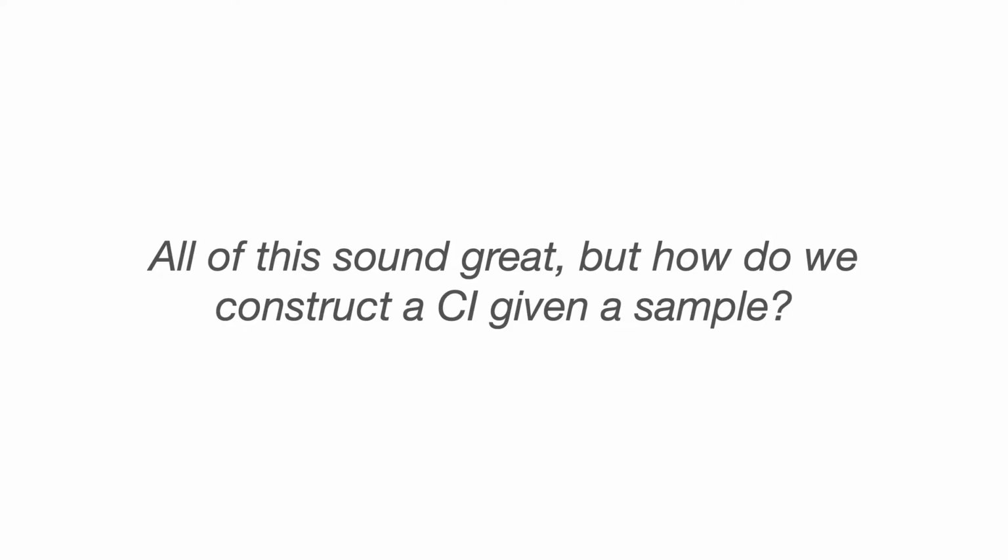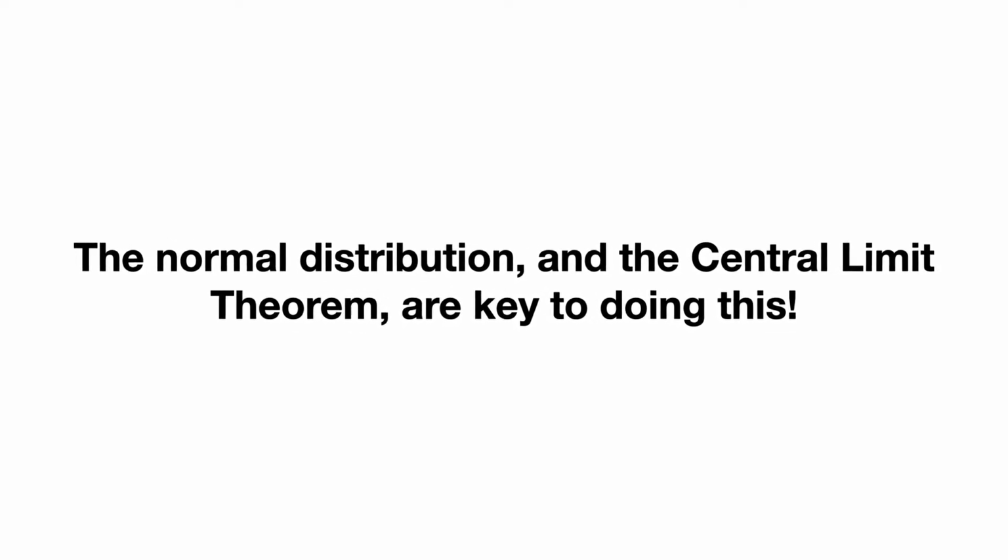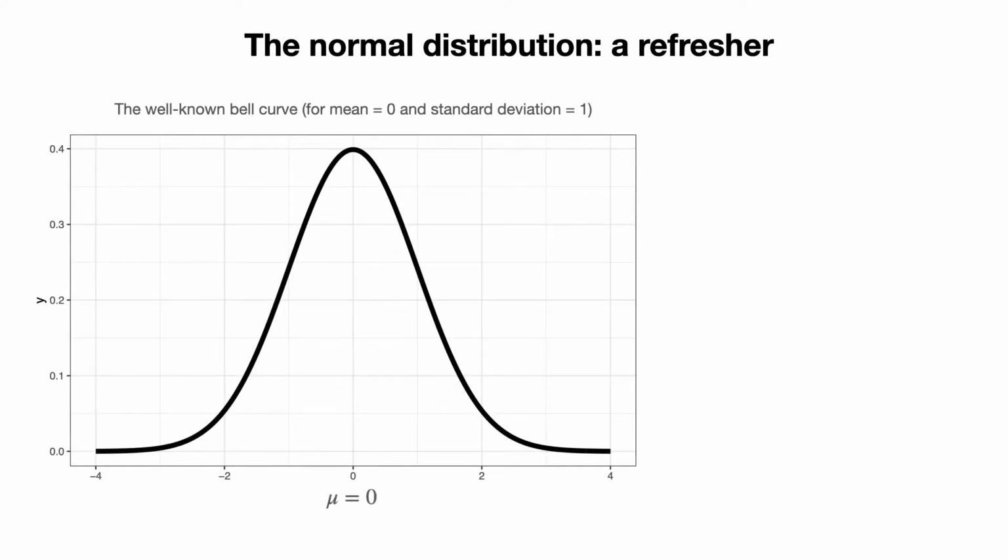In order to reach the point where we can do that calculation, we need to talk a little bit about the normal distribution and the Central Limit Theorem, which are key to doing this. First, a very quick refresher about the normal distribution. It is the well-known bell curve. In this plot, I'm showing the normal distribution with a mean of 0 and a standard deviation of 1, and there you see how those parameters are represented in the plot.